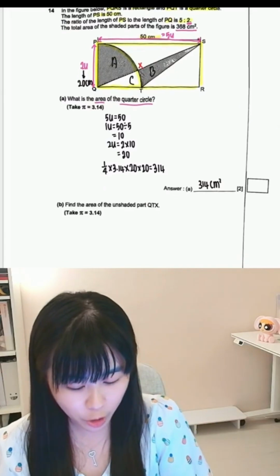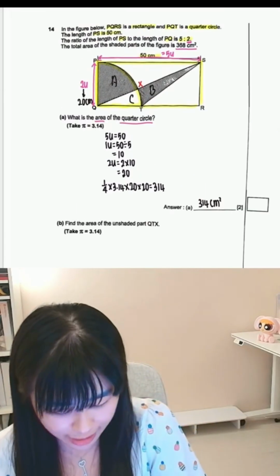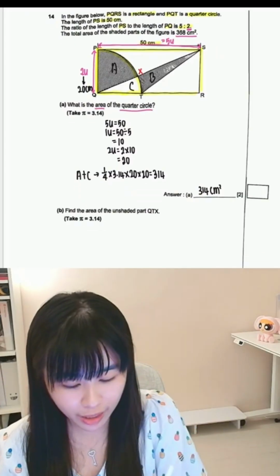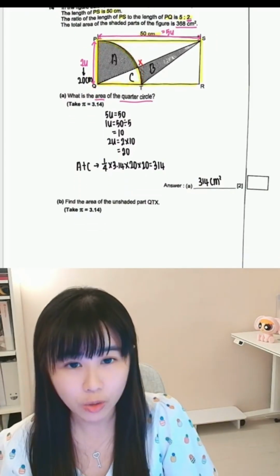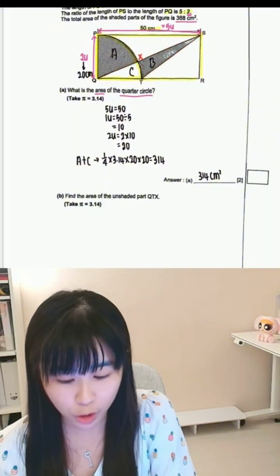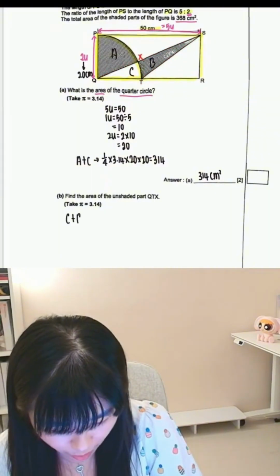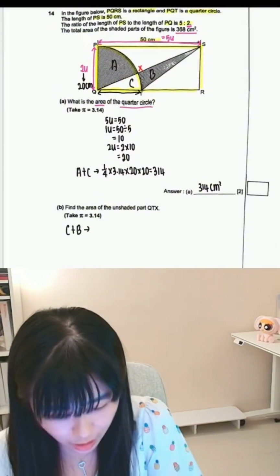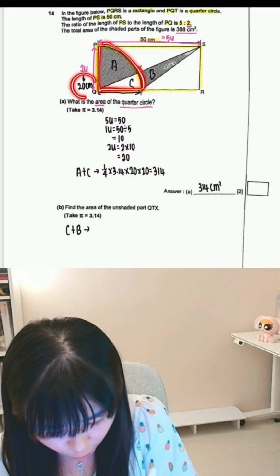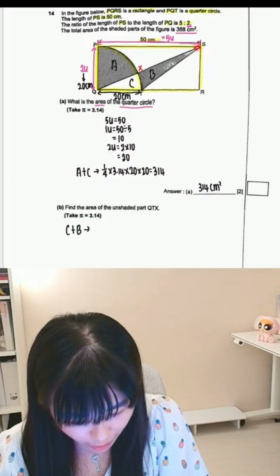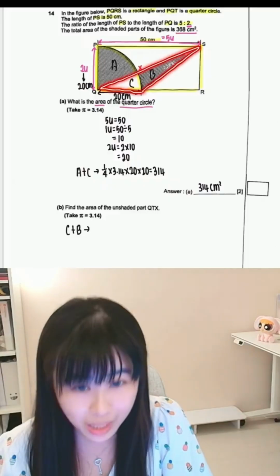For example, just now when we found the quadrant, this is A plus C. So we already have this. The next thing that we can find is B and C, as you can see from the triangle. How do we find this? Now, we know this is a quadrant, so if the radius is 20, there's 20 also here. How do I find the area of this triangle, B plus C?